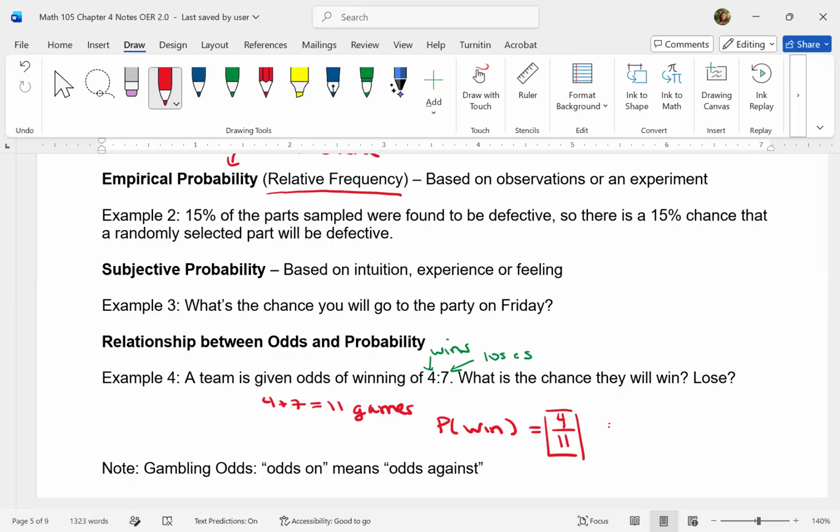And then if they ask what's the probability that they'll lose? Well, based on these odds, 7 out of 11. The other phrase, so this was the odds of winning, is where they are doing the odds of losing. So these 2 phrases, odds on or odds against, are really saying the odds of losing. When they say the odds of winning, the first number they gave is associated to the wins. For odds of losing, the first number given is associated to losing.